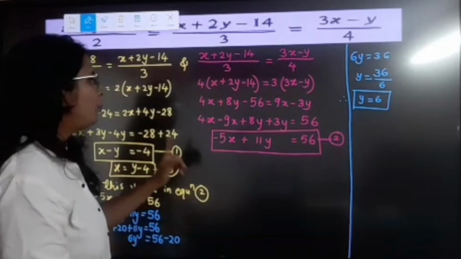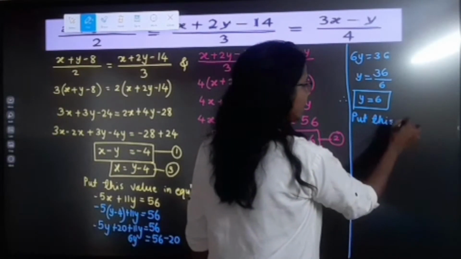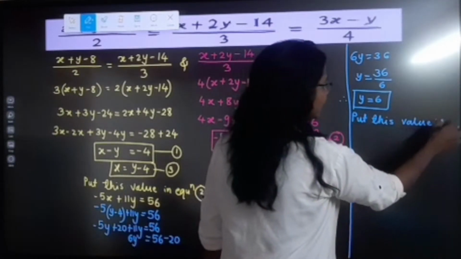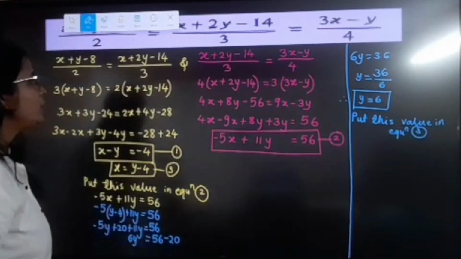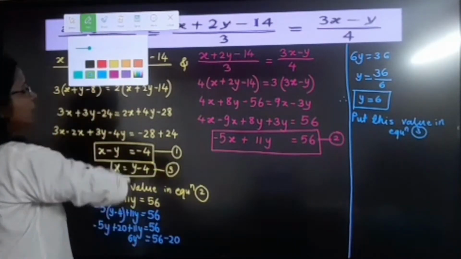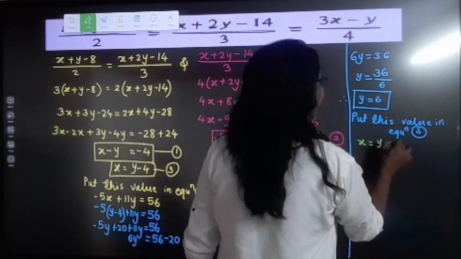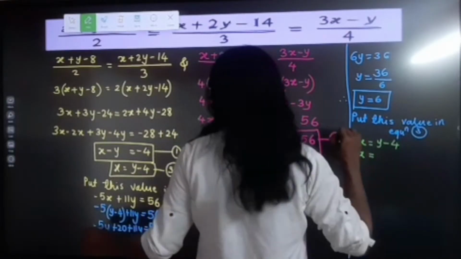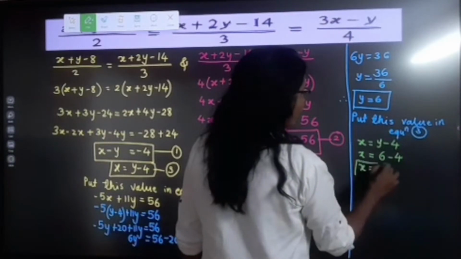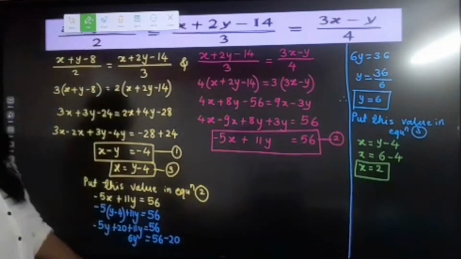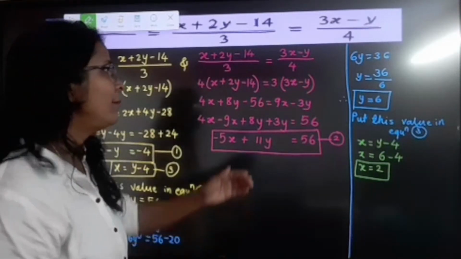Now put this value in equation 3. The third equation is x is equal to y minus 4. So x is equal to 6 minus 4. So x is equal to 2. Okay students, x is equal to 2. So now we have the two values, x is equal to 2 and y is equal to 6.